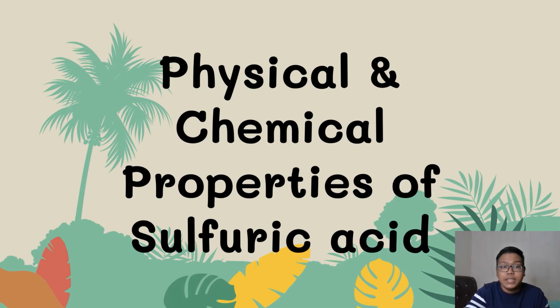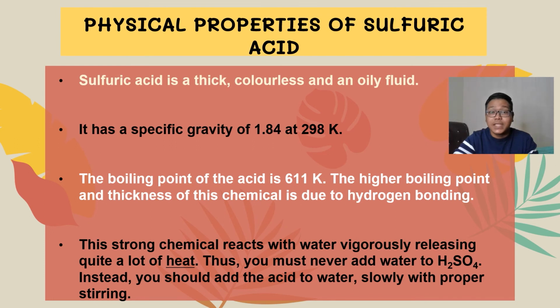Okay. The next subtopic is physical and chemical properties of sulfuric acid. Physical properties of sulfuric acid. Sulfuric acid is a thick, colorless and oily fluid. It has a specific gravity of 1.84 at 298 Kelvin. The boiling point of the acid is 611 Kelvin. The higher boiling point and thickness of this chemical is due to hydrogen bonding.